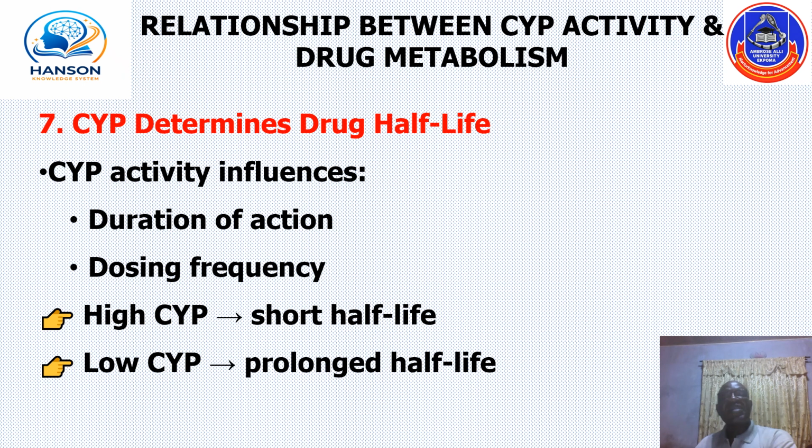Number 7, cytochrome P450 determines drug half-life, as it is able to influence duration of action as well as dosing frequency. High cytochrome P450 activity is equivalent to short half-life, while low cytochrome P450 activity results in prolonged half-life.